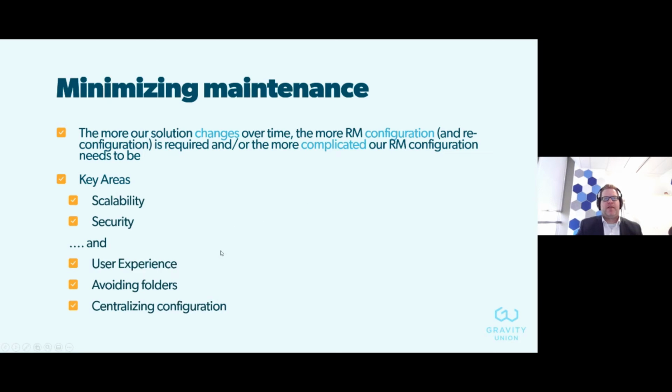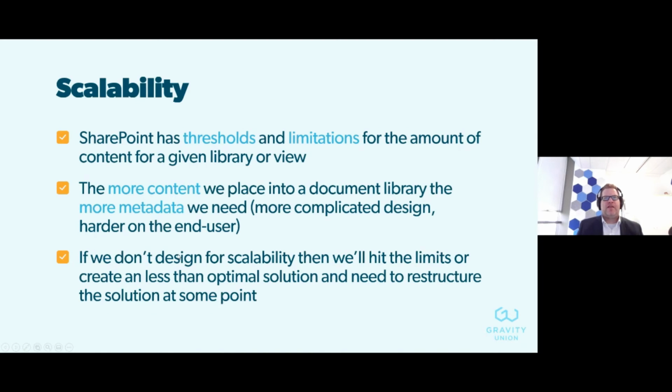So we've already talked about some of that stuff: user experience, avoiding folders, centralizing configuration. Other considerations are certainly scalability and security. So from a scalability standpoint, again, we have these different thresholds and limitations. A given site collection, or now we call them sites, can only have so much content in them. A list or library can only have so much content in them. More importantly, the view threshold of 5,000 is another good indication. And so taking scalability into account, putting our long-term ECM hats on, what does this solution look like 10 years from now, or 20 years from now?